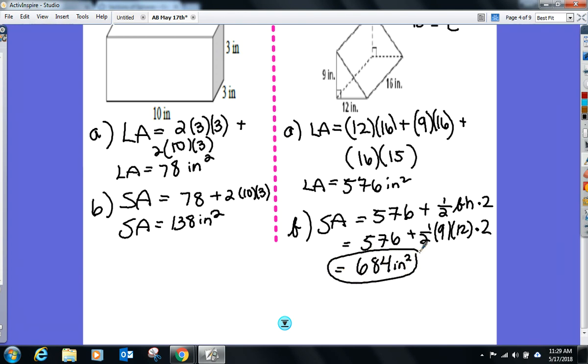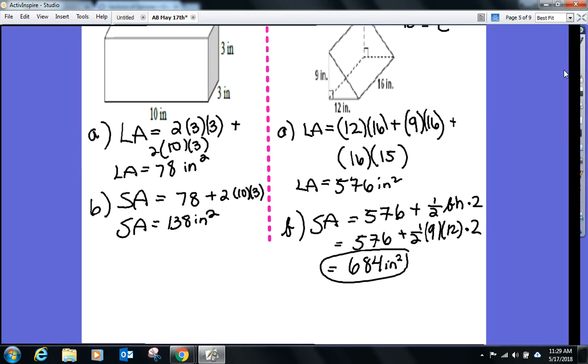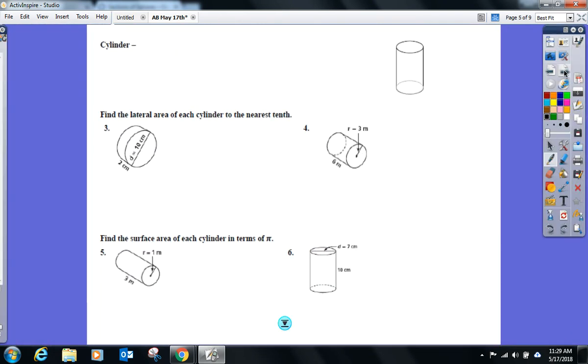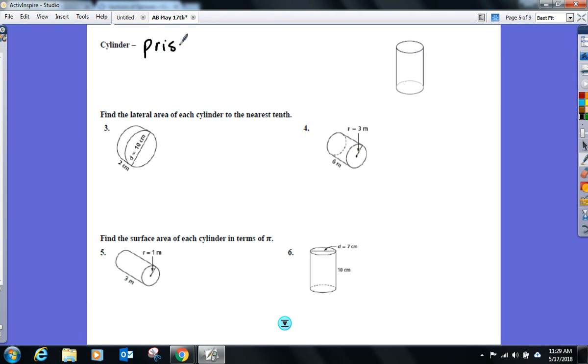All right. Oh, whoa, whoa, champs. Everyone all right on the prisms? Because I got a special prism for you now. A prism where the bases are circles. Also known as a cylinder. So it's just a cylinder, just a prism with circular bases.